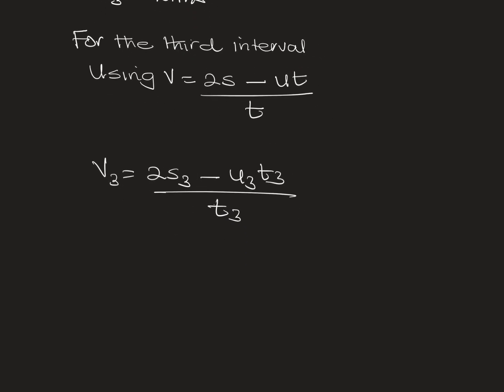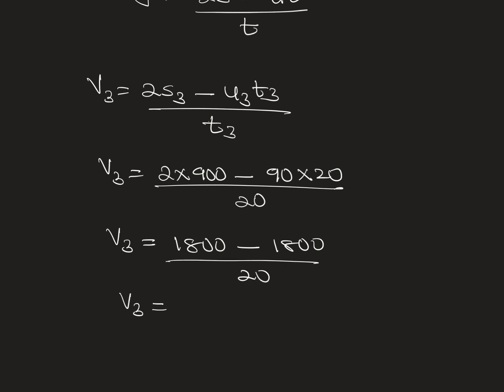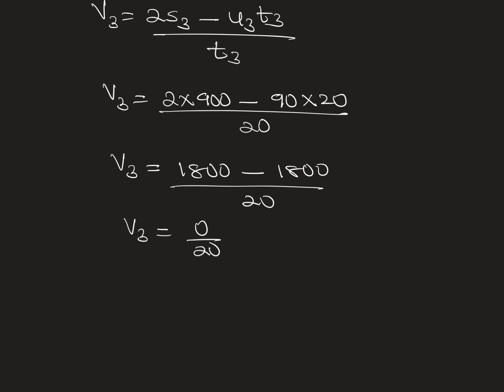Substituting the values, V3 is equal to 2 times the distance covered in the third interval, which was 900 meters, minus the initial velocity, 90, multiplied by the time, 20, divided by 20. So V3 is equal to 2 times 900, that gives 1800, minus 90 times 20, which is also 1800, divided by 20. So V3 is equal to 0 divided by 20. And what is that? V3 is equal to 0 meters per second.